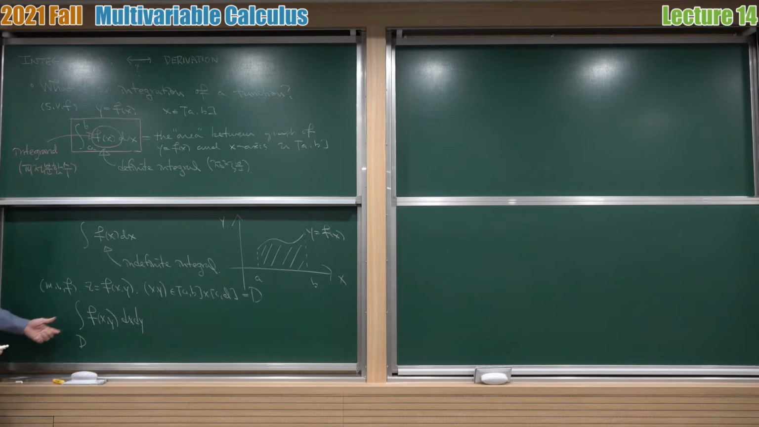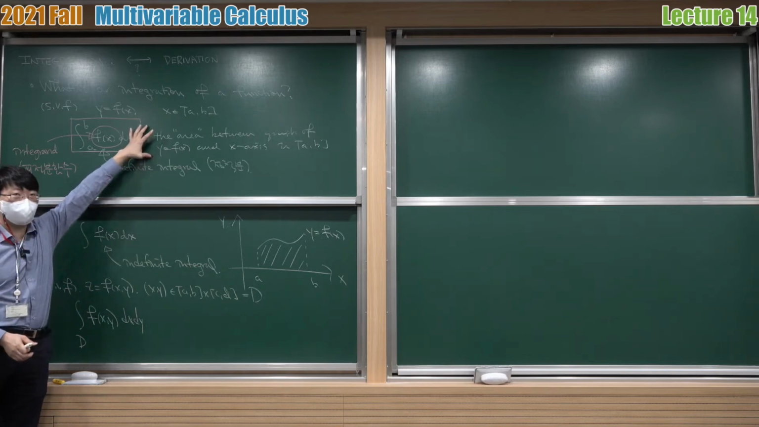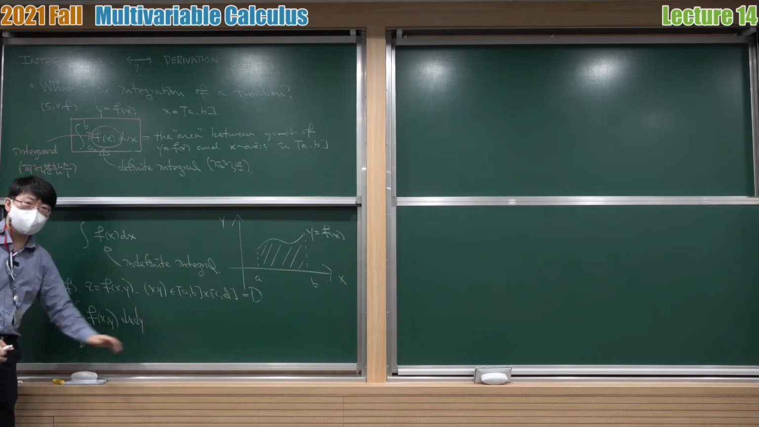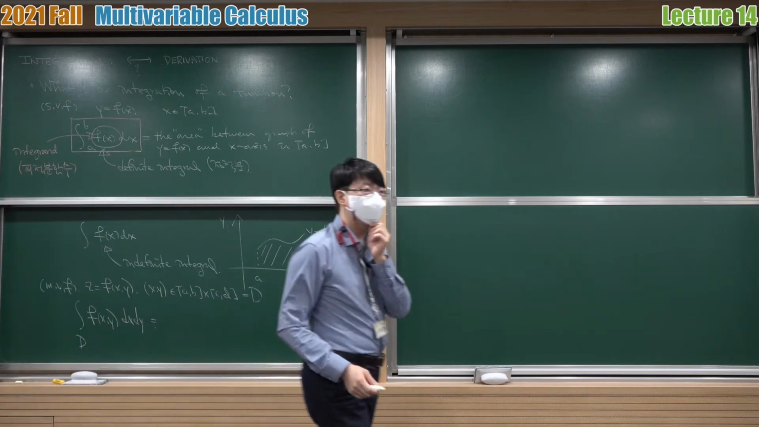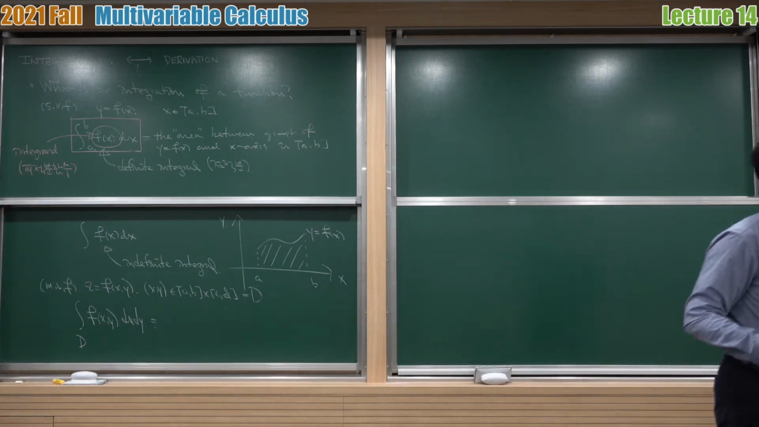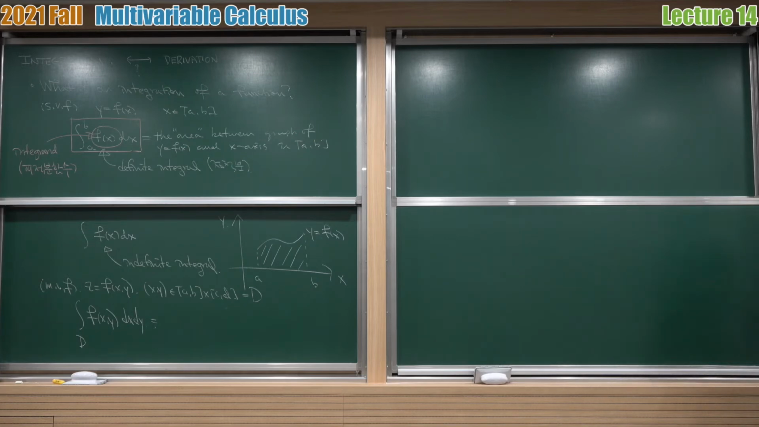And what would this represent? Since this is a number, this should also be a number. But I want to generalize the geometric idea of integration to the integration of a two variable function. What should be the natural generalization? So we have a new face here. So Jaemin, do you have any idea?